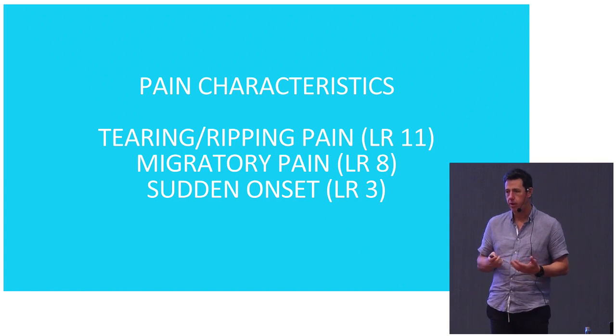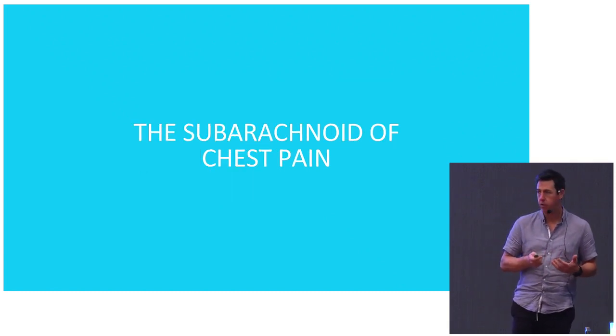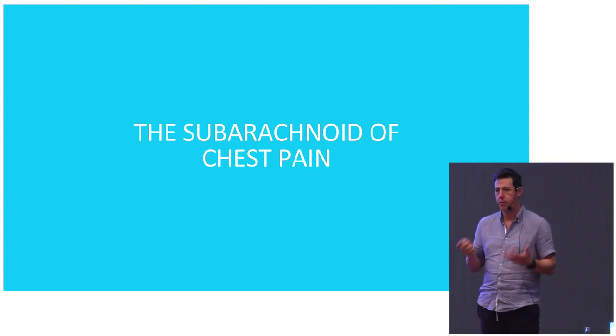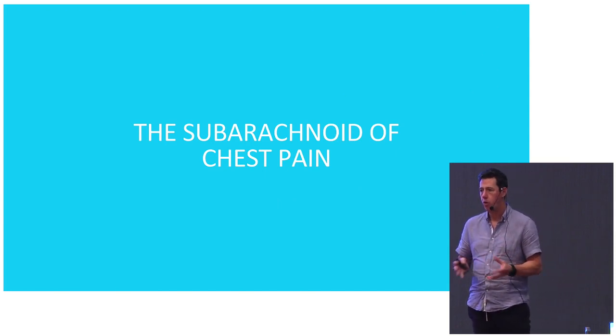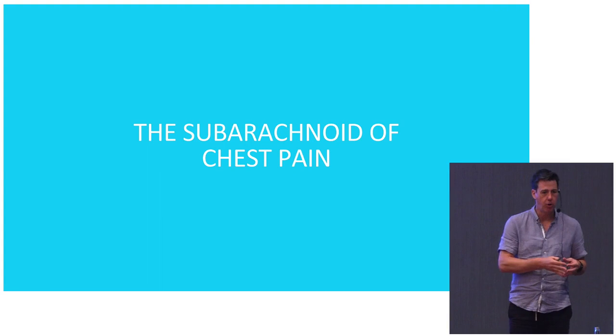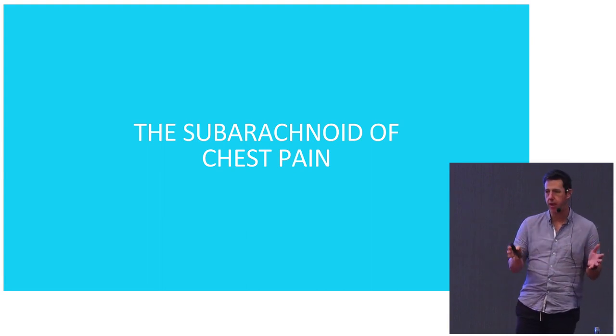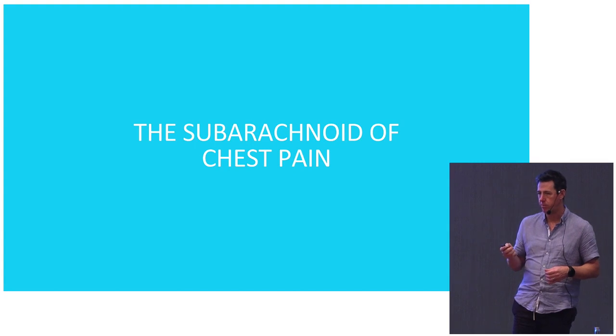And that sudden onset of pain really makes me think that with aortic dissections, we should think of it as the subarachnoid of chest pain. We've all learnt as one of the first things: sudden onset, worst headache ever, let's do a scan, make sure they haven't got a subarachnoid. We should be thinking the same for aortic dissection.